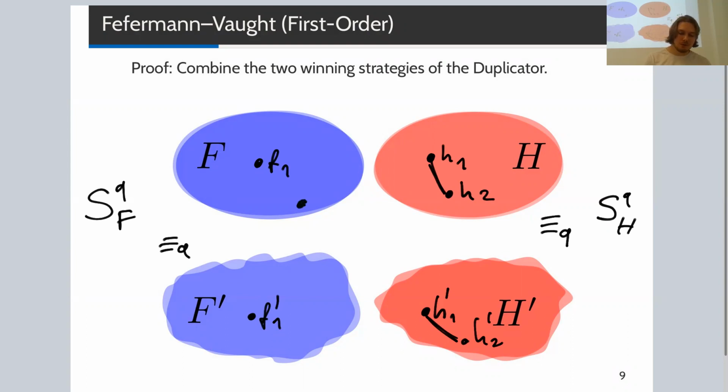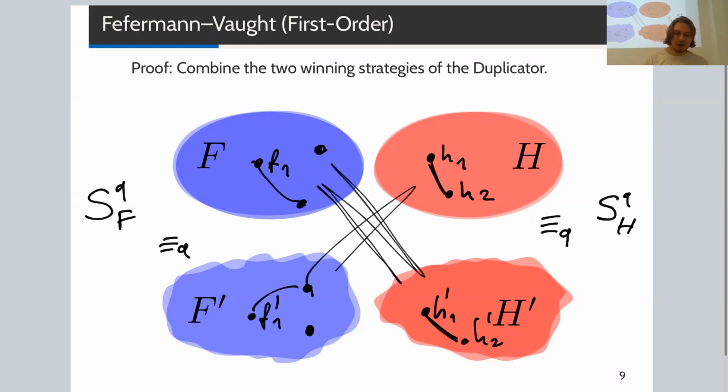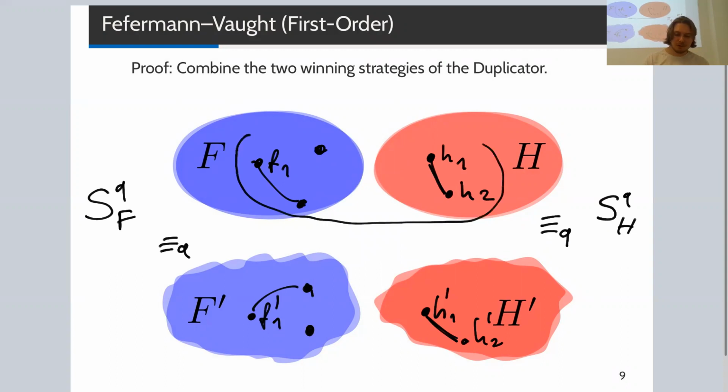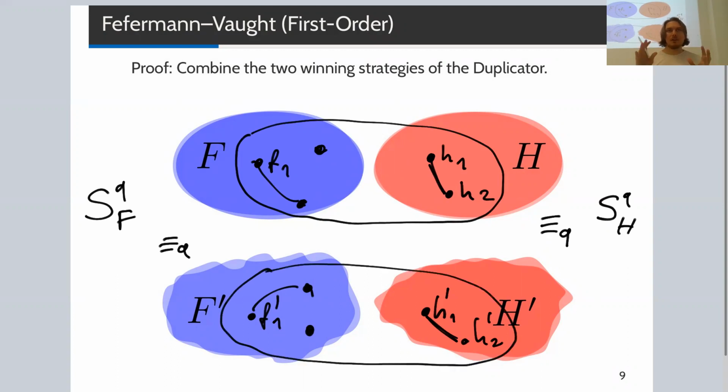You can continue here as well. Maybe another element is chosen here, another element is chosen here. And now we notice that the connections between the F part and the H part are all trivial connections. They're always non-connections. So this means that if I take the union of these 5 elements and these 5 elements, they're connected in exactly the same way.